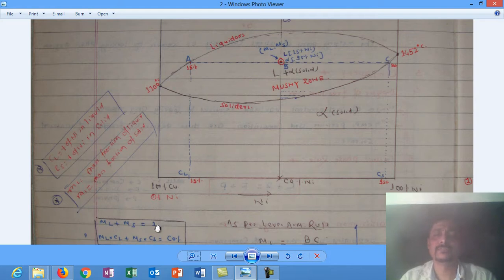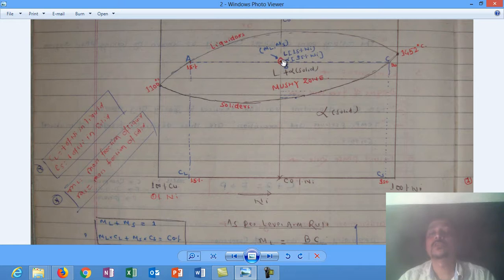A very important point is there, because ML plus MS is equal to 1. So first of all, we have to find the value of ML and MS, because CL and CS can be found from this graph, but ML and MS we still have to find. At point B it is a combination of liquid and solid. Now we have drawn this horizontal line. This horizontal line cuts the liquidus at point A and cuts the solidus at point C. So let us suppose this is the horizontal line ABC. Now we have to find ML.